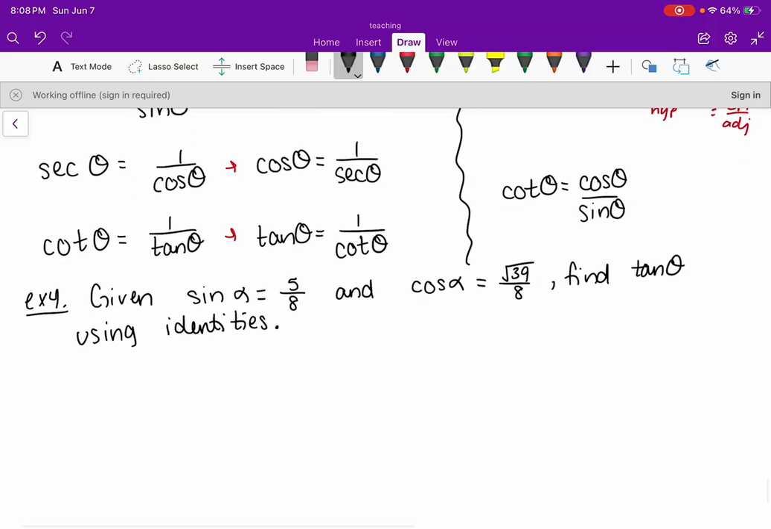Now we have to be careful. If it says use identities, then we want to make sure we use identities. Technically, for this problem, you could use like a triangle. So you could say, okay, sine is opposite over hypotenuse, cosine is adjacent over hypotenuse. Let me go ahead and label my triangle. But the point of this question is to use an identity.